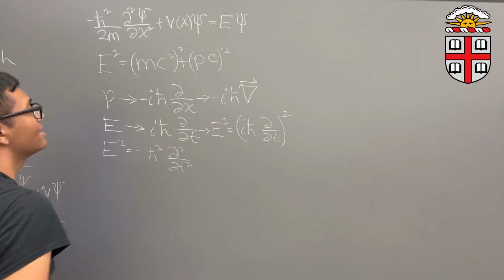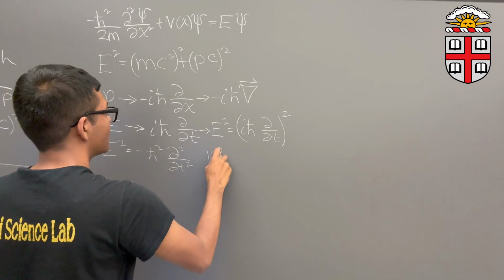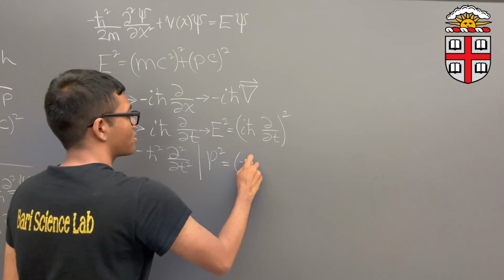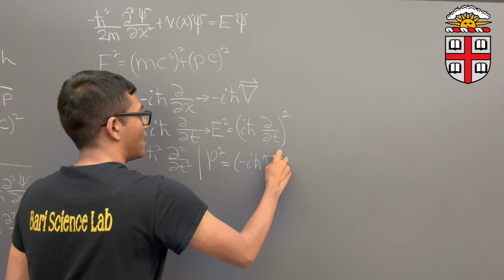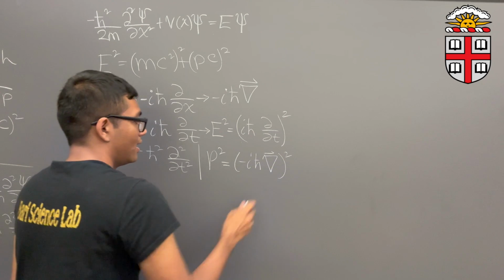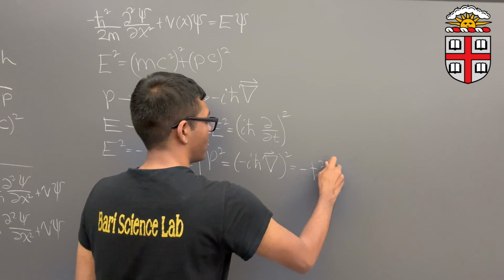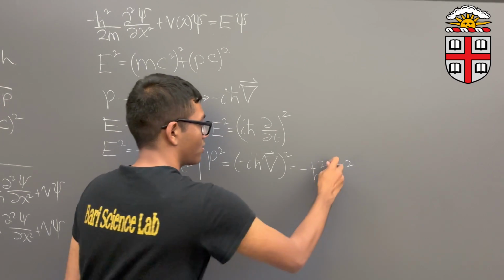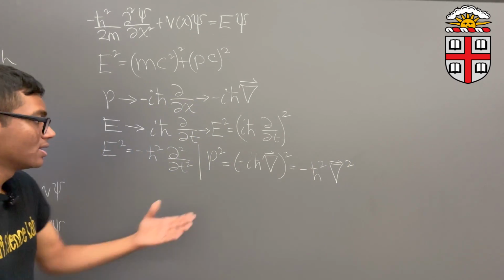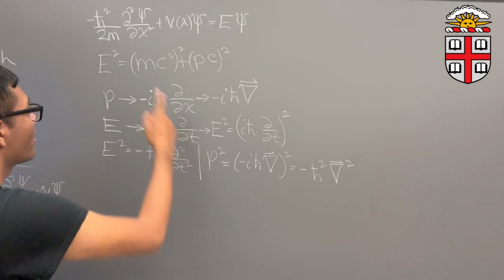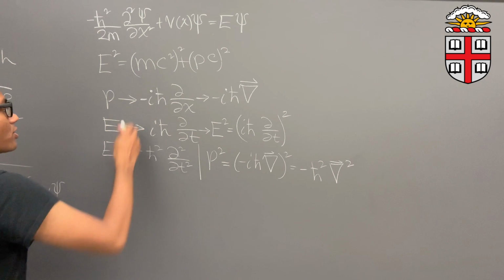What about my p squared, since I'll need it at some point? p squared is equal to, just square this, so minus i h bar nabla squared. And this is equal to i squared, which is minus h bar squared nabla squared. Okay, very good. So I've got my E squared and p squared. Now I can combine them to form the quantum mechanical dispersion relation.